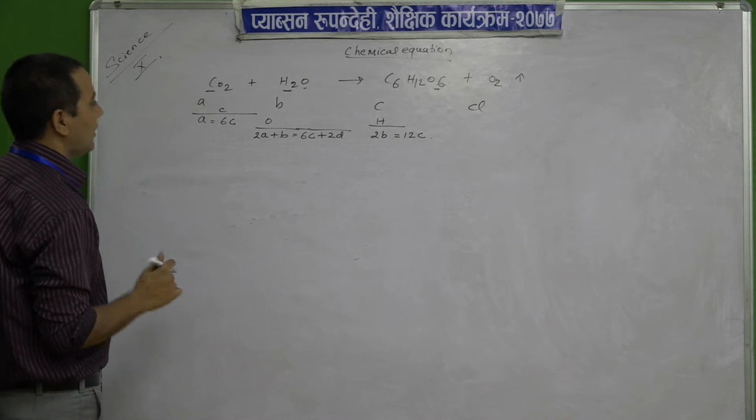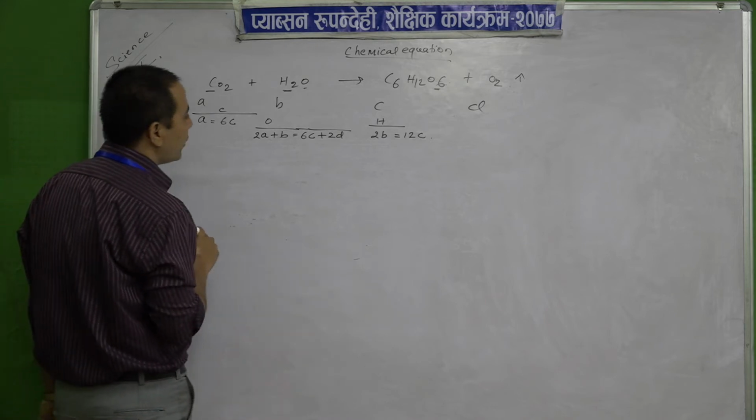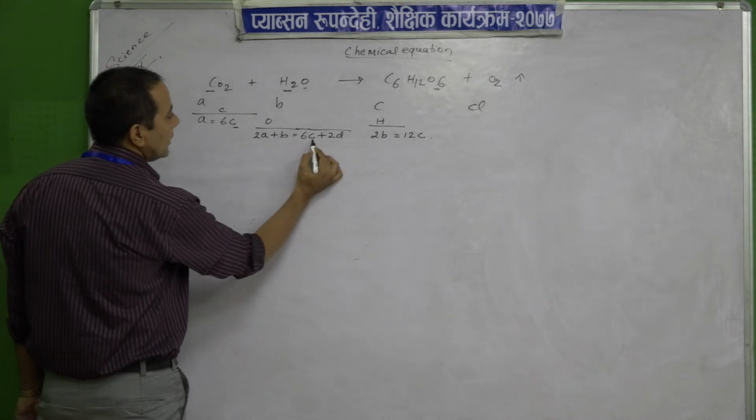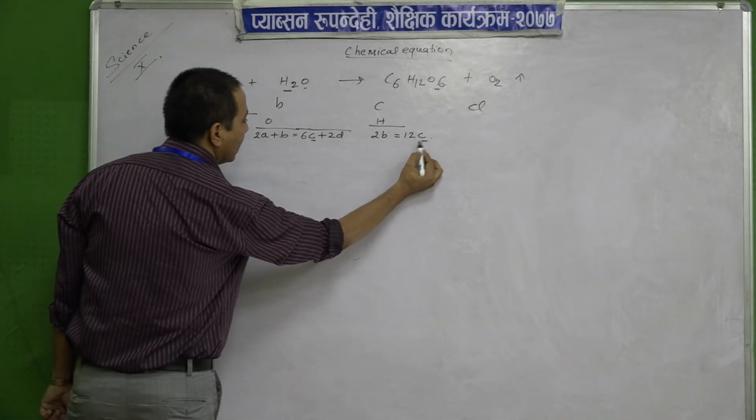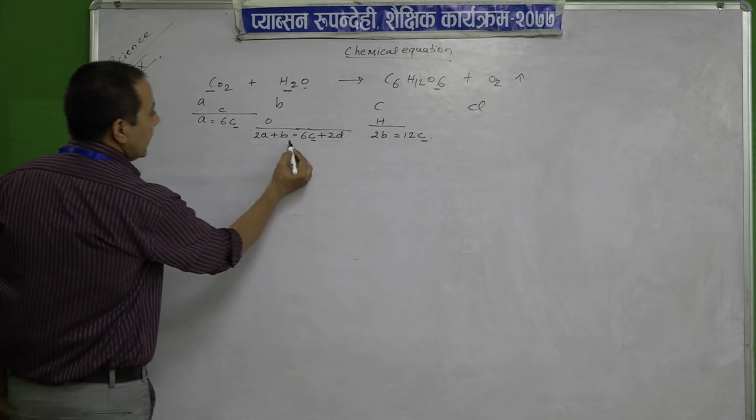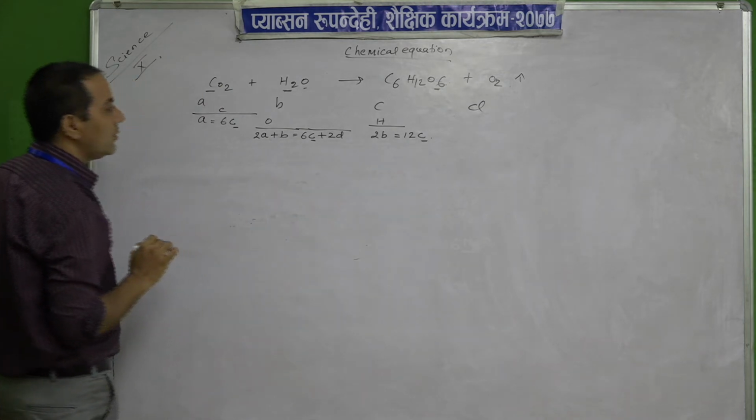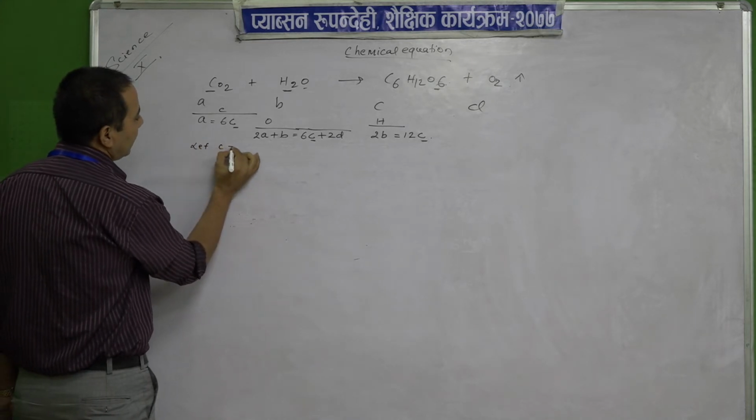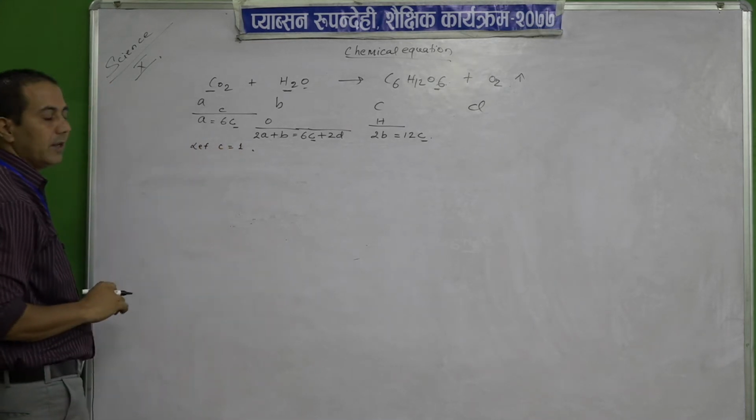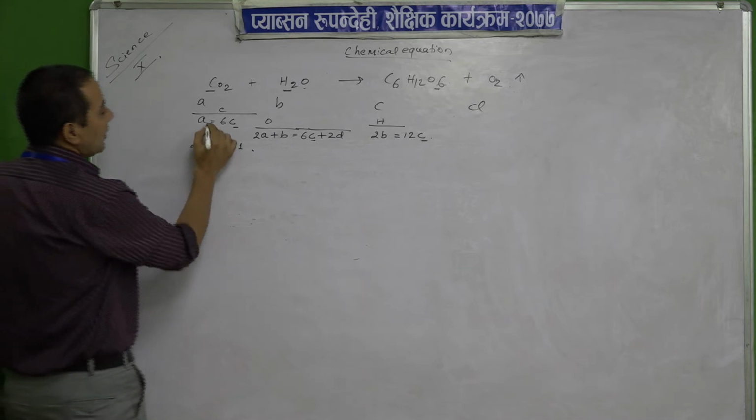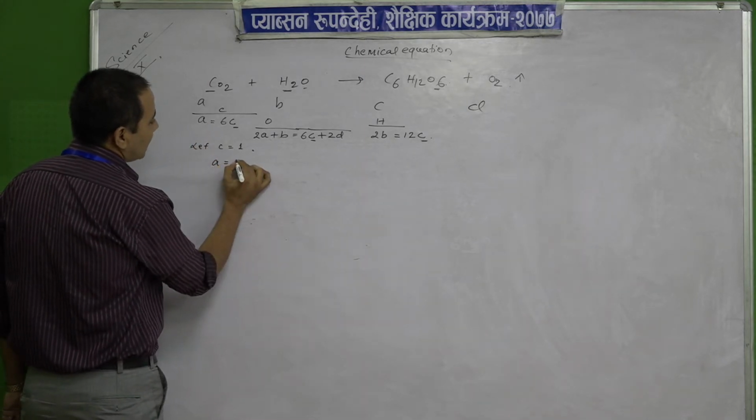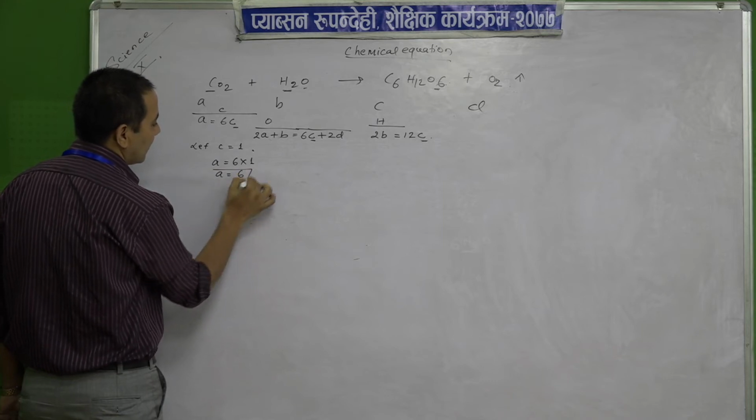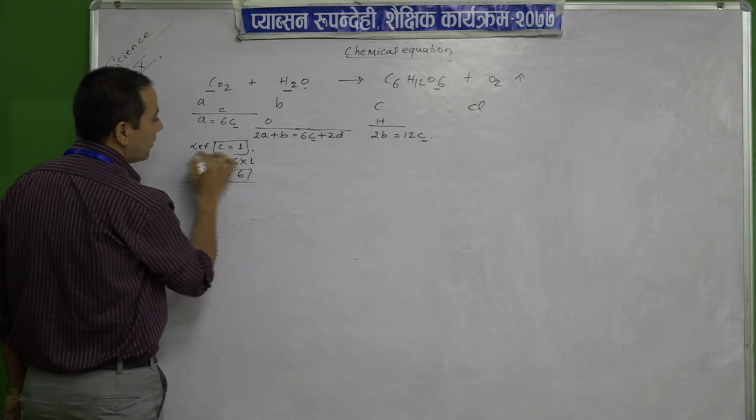Now let us start. Which one is more repeated in the equation? C is here, C is here, C is here. B is here and here. So most repeated is C. So we will take let C equals to 1. Let's try. C equals to 1 means A equals to 6 into 1. That means A equals to 6. Value has been found out.